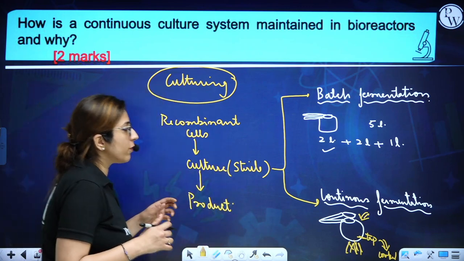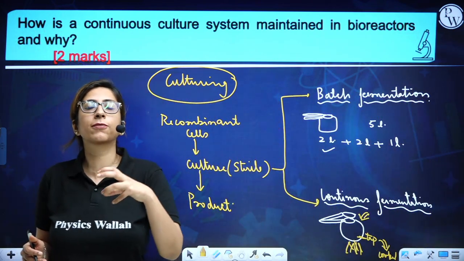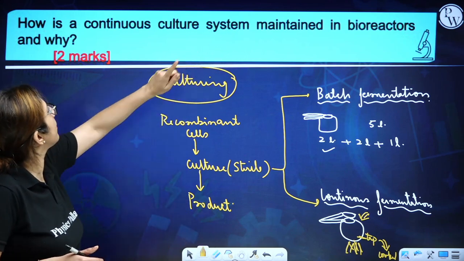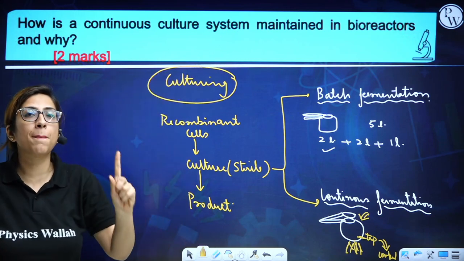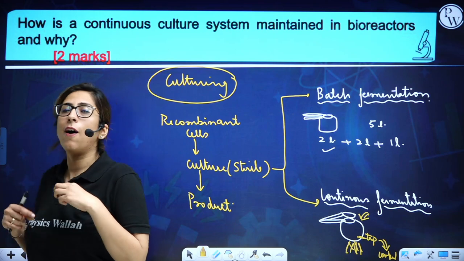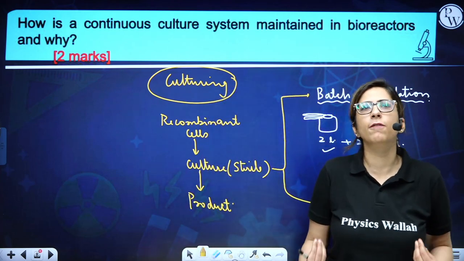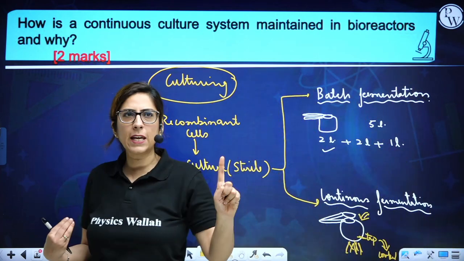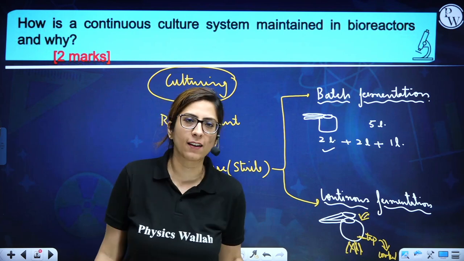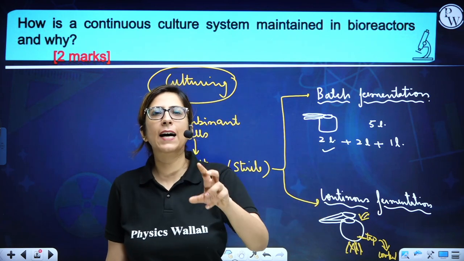Now the question is, because we are continuously opening this vessel, the chances of contamination are very high. So how is the continuous culture system maintained in the bioreactor? Here a particular temperature is given, sterile conditions are made, and the pH is also regulated. So the chances of growth of various other non-target microorganisms are very, very low. Clear? Here also we maintain the pH, the temperature, the sterile condition, everything. Is it clear? So I hope this mechanism of making porridge, making dal or whatever is clear to you.